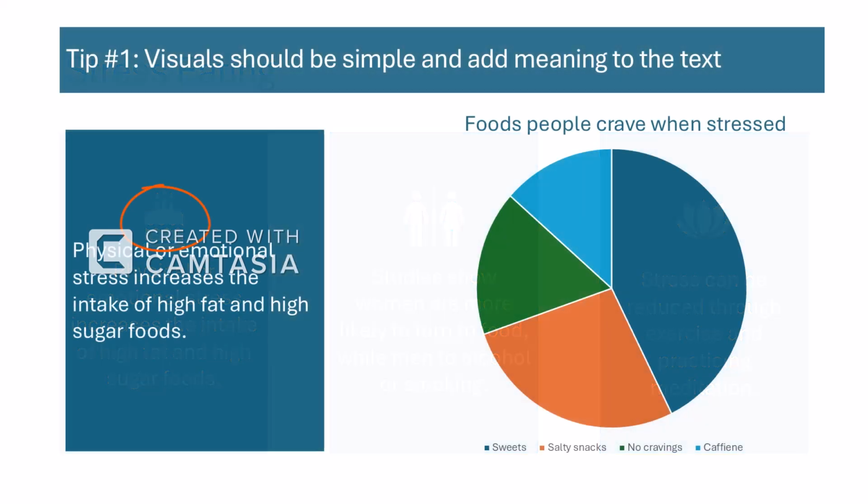Tip number 1. Visuals should be simple and add meaning to the text. These 3 facts would be more digestible if they were spread out through 3 separate slides. Here, we see a pie chart that supports the text by providing more information on the types of foods that people crave when stressed. The chart has a clear purpose while also adding some color and visuals to the slide.